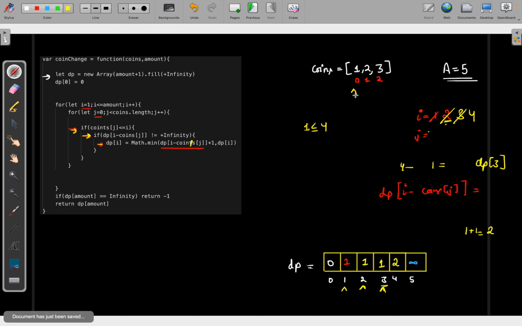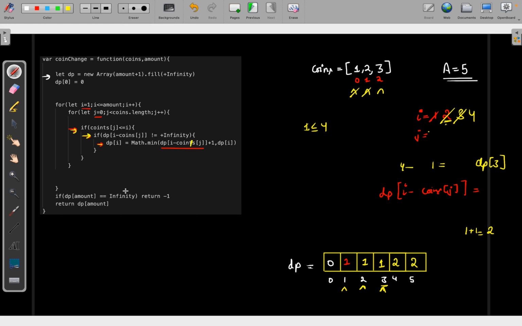Similarly, I have checked with 1, right? Similarly, I will check with 2, it will remain 2. Similarly, if I check with 3, it will remain 2, right? Because to make an amount 4, you will require 2 coins, right? Similarly, for 5, if I say for amount 5, it will be filled with 2.